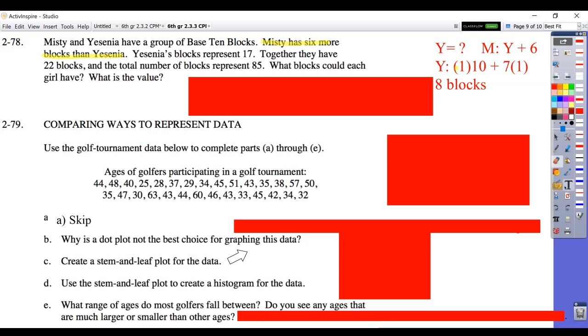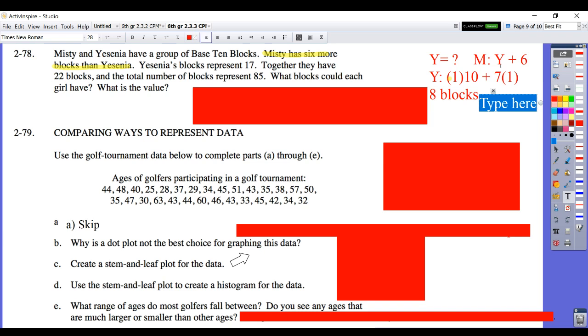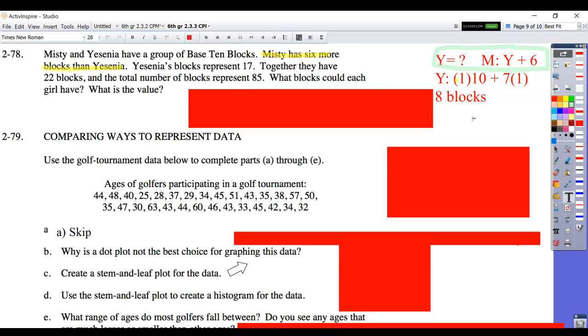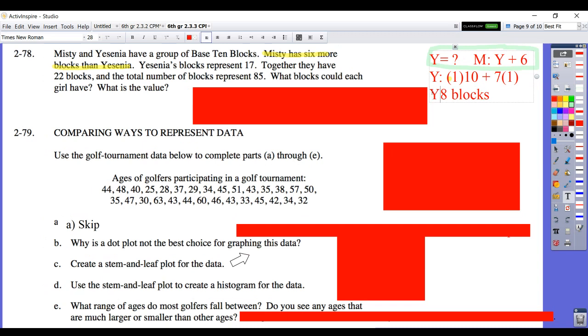Well, if she has a total of 8 blocks, we know from up here that Misty would have 6 more than that. So if Yesenia has 8, then Misty must have 8 plus 6, or 14 blocks. Now, so far we're fine then, because together 8 plus 14 does equal 22 total.